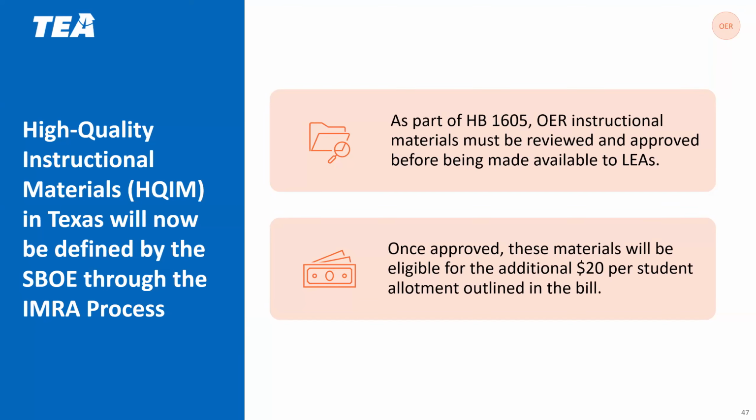If those materials are approved, so the state will submit those through the process just like any other publisher, then the materials will be eligible for that additional $20 per student outlined in House Bill 1605. An important note here is that if an OER material is approved, then not only is the $20 allotment available to districts, but also the $40 because it's an approved instructional material. So when choosing one of these OER products, you'll have access to all of those funds: your original instructional materials technology allotment, the $40 allotment, and the $20 allotment moving forward.